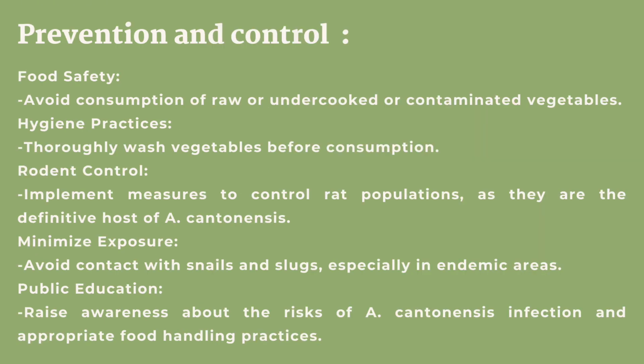Prevention and control, we have food safety, avoid consumption of raw foods or undercooked foods, and proper hygiene, we have to thoroughly wash vegetables before consumption. Rodent control, we have to implement measures to control rat population, minimize exposure, and raise awareness about the risk of Angiostrongylus cantonensis infection.